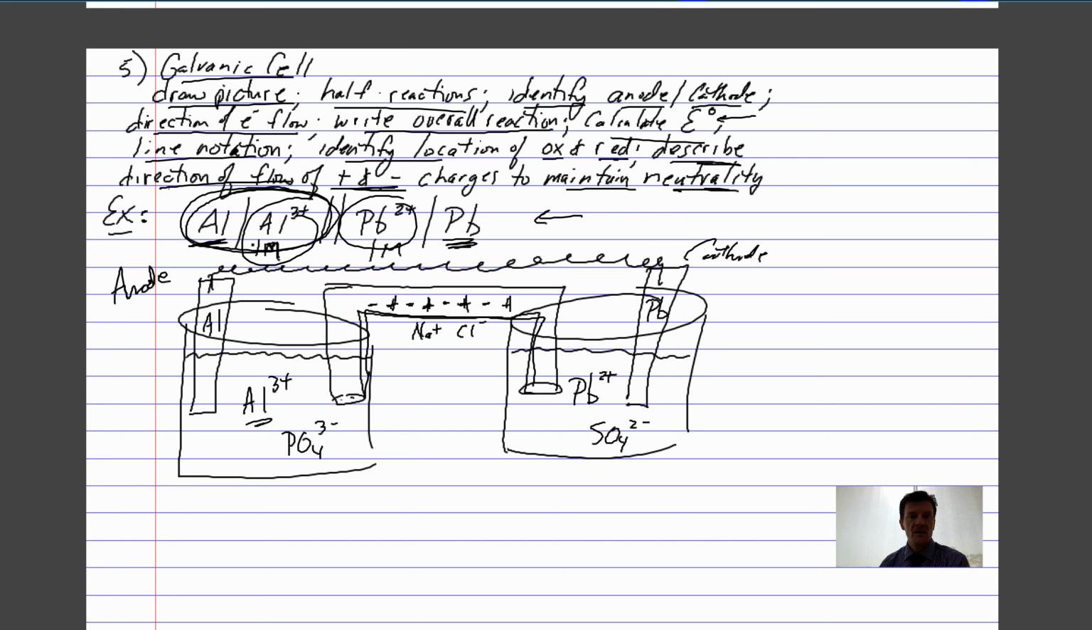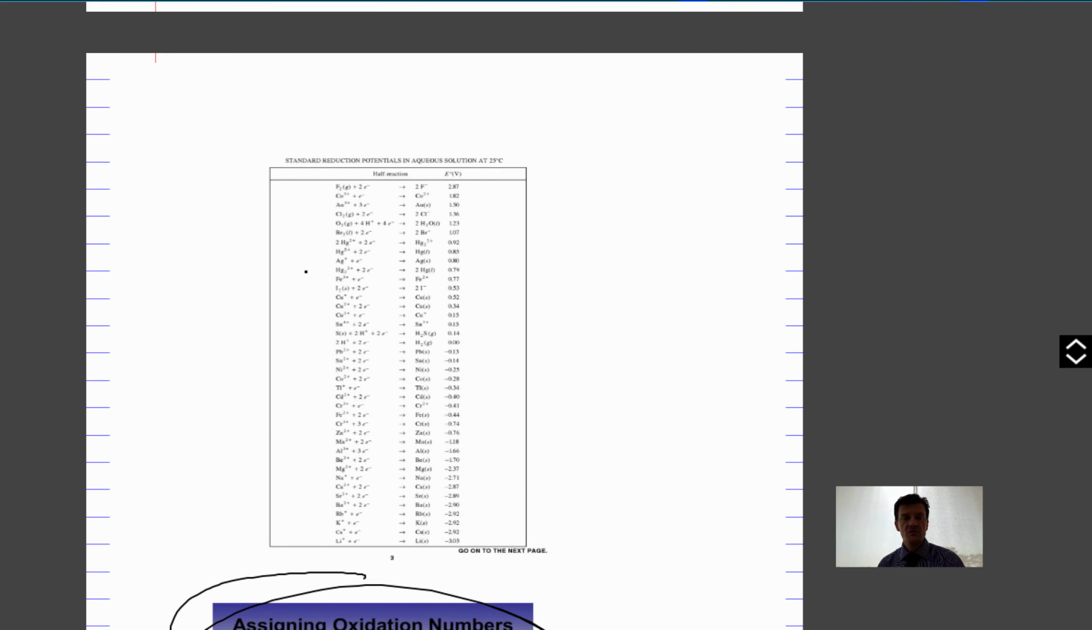By the way, if you are given line notation, you're always going to put the left on the left and the right on the right. If you're not given line notation, you've got to figure out which one is being oxidized and which is being reduced. Okay? How do you do that? You do that by looking at the table that I will always give you, and that table is going to show you the reduction potentials. So if I look at aluminum, here it is down here, okay? There's aluminum. It has a value of negative 1.66, and compare that to lead.